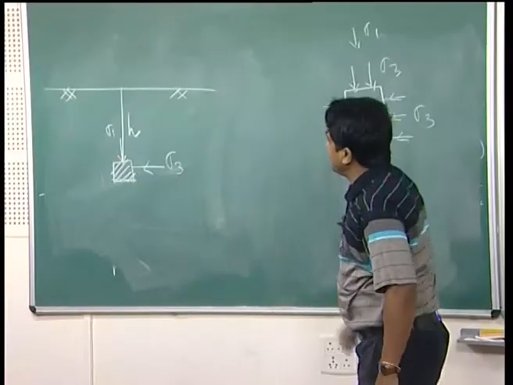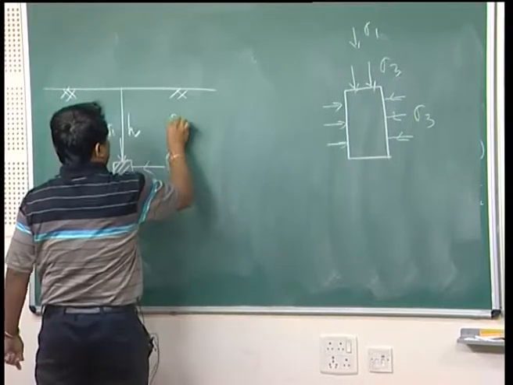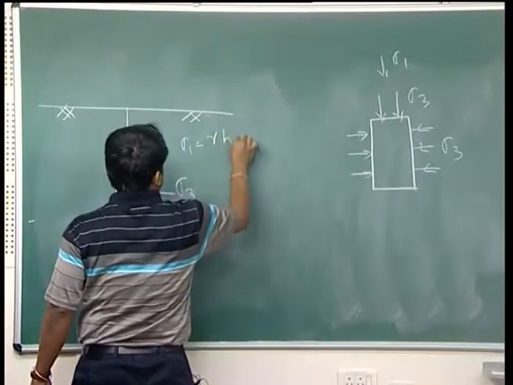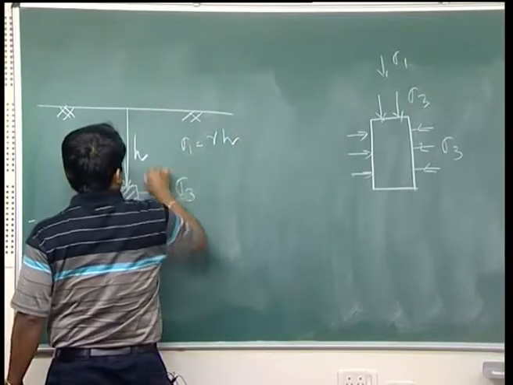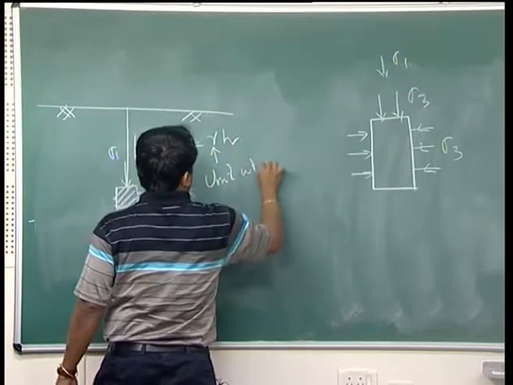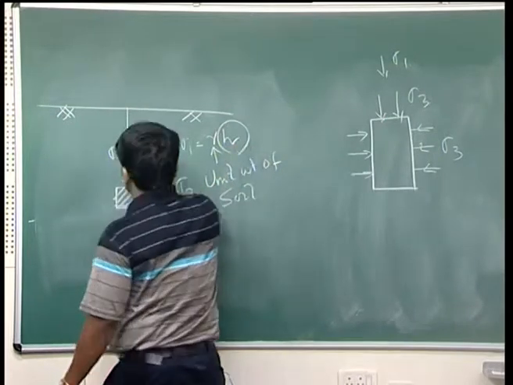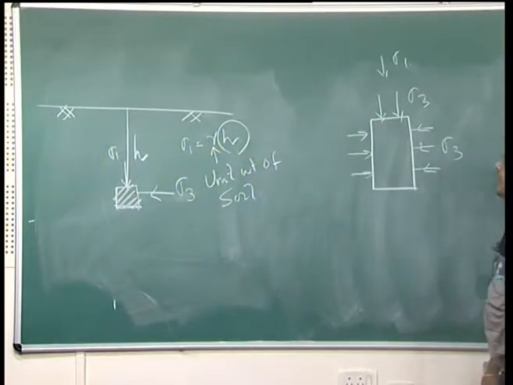So, from where will you get this sigma 3? Sigma 1 I can calculate as gamma into H. This is the unit weight of soil and this is the height considered, where the soil has been taken. Sigma 1 you can calculate. Now the next parameter: how do I know this sigma 3?